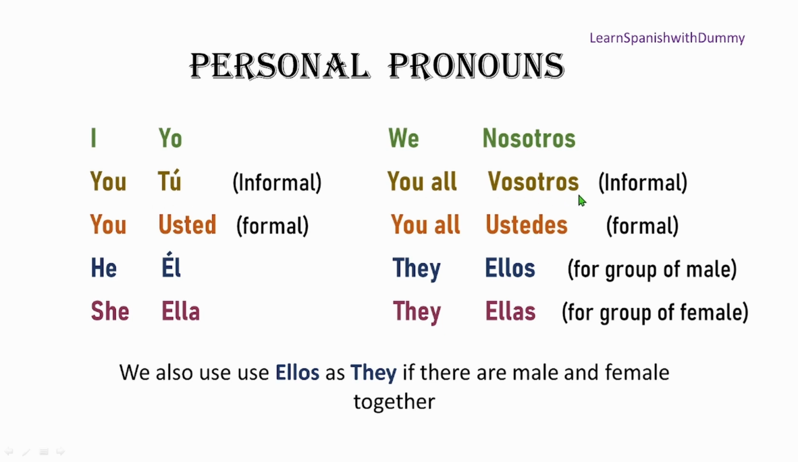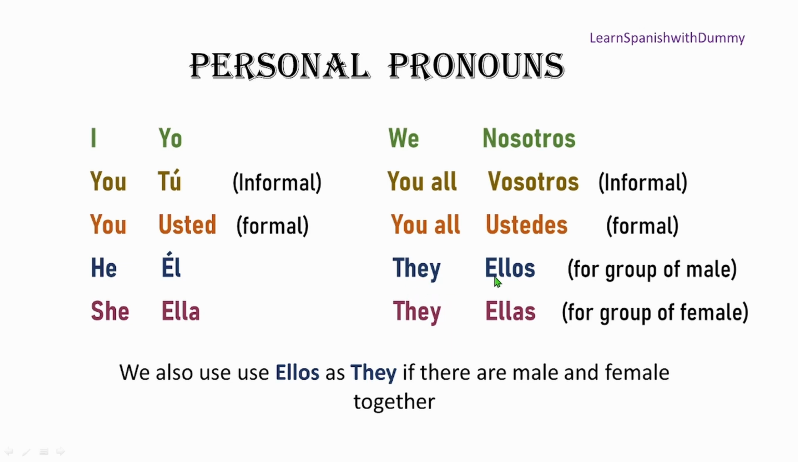Vosotros, when you say vosotros, you mean you all. It means informally you are addressing. Vosotros. And of usted, that's formal you, when you say you all, you say ustedes. Okay? Ustedes. You all is ustedes. So it's formal.